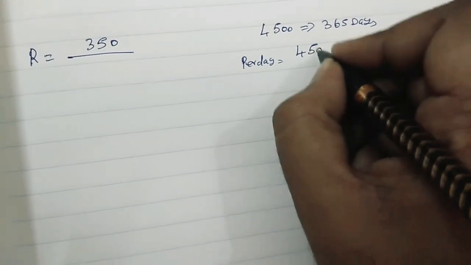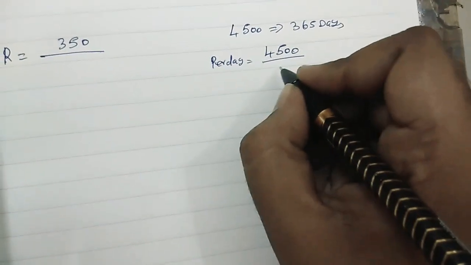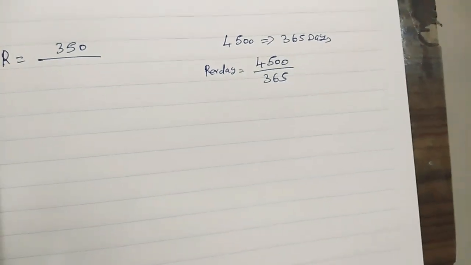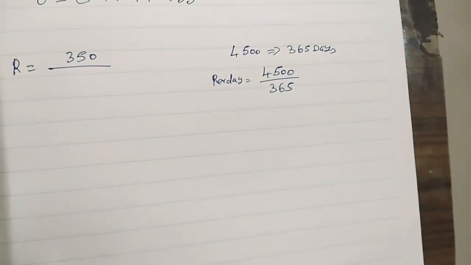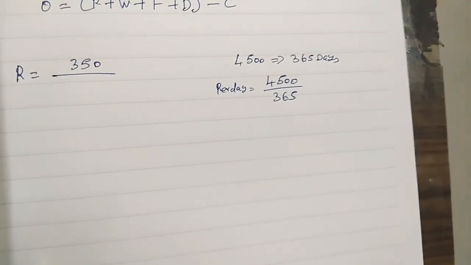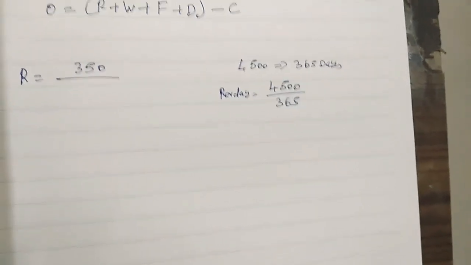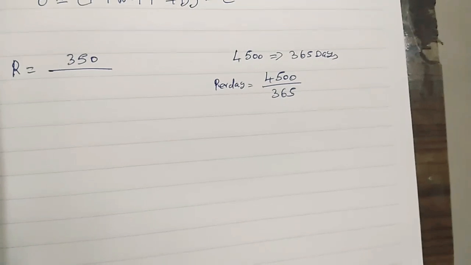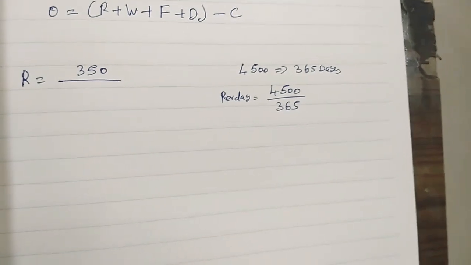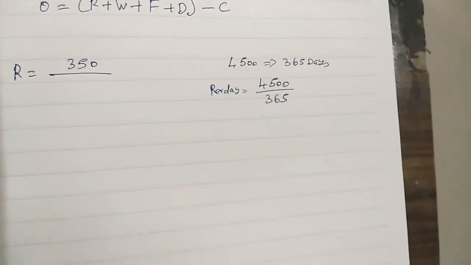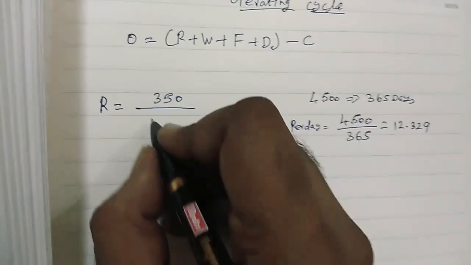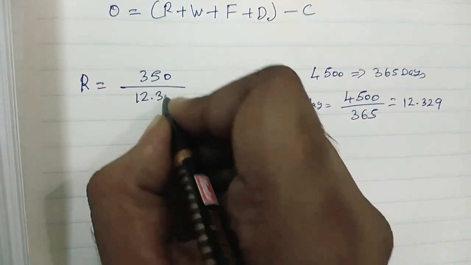So 4500 divided by 365. I'm using a calculator. 4500 divided by 365 is 12.3287. When you do the calculation, do not round off the fractions. After the decimal, maintain at least 3 digits. So I took 12.329. Per day consumption is 12.329.